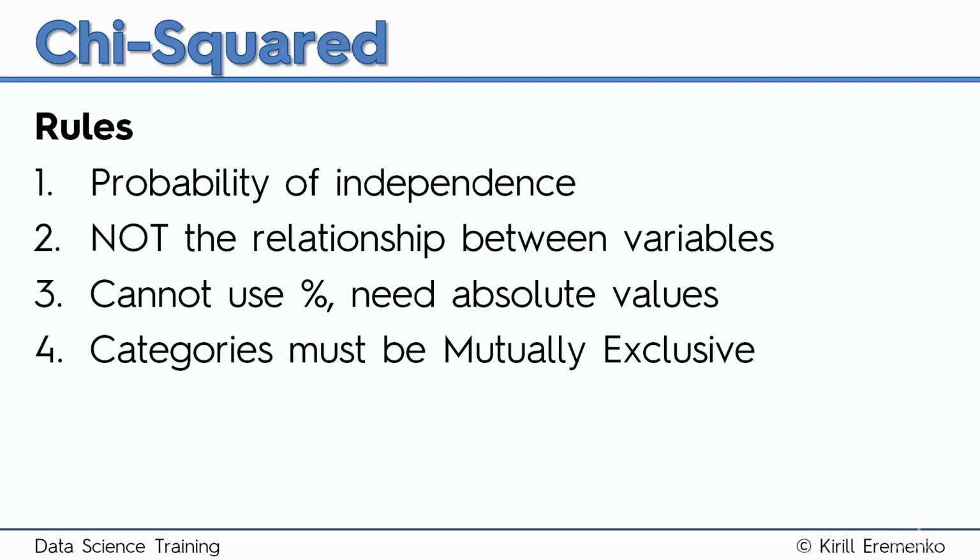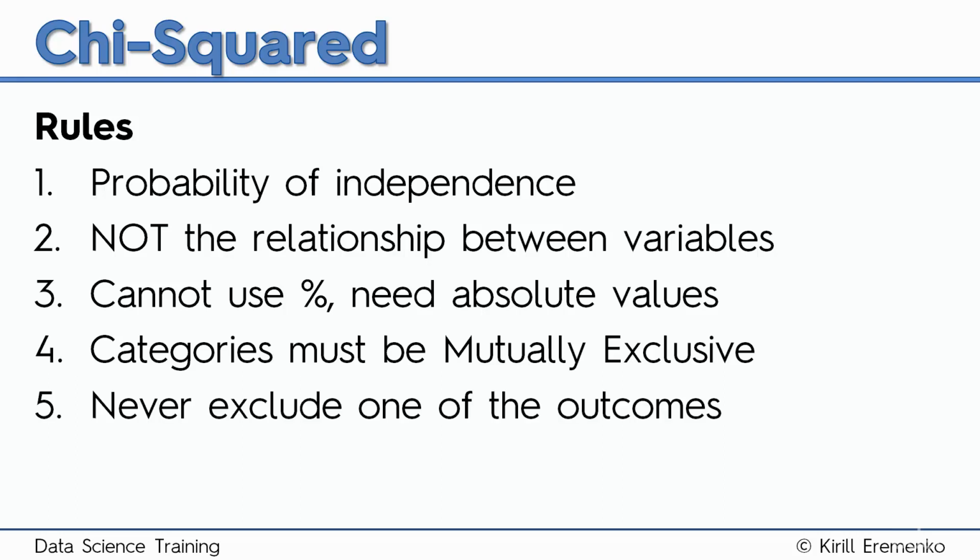Number four, categories must be mutually exclusive. So you cannot have a category where you can be in one category and then you can also be maybe in the other category. They have to be separate. Like in our example, a person either exited or not. You cannot do both. So that's a very important assumption of the chi-squared test.